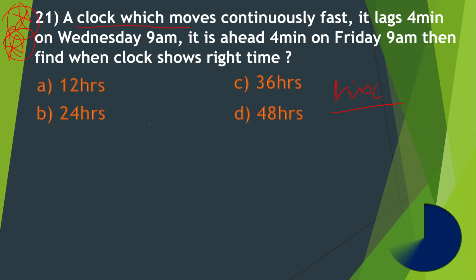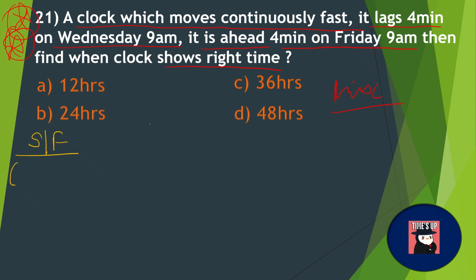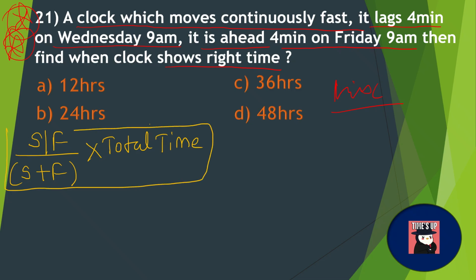A clock which moves continuously fast, it lags 4 minutes on Wednesday 9 a.m. It is ahead 4 minutes on Friday 9 a.m. Then find when the clock shows the right time. So this is the formula: slow or fast, lags or ahead, divided by slow plus fast, into the total time. Please take a note of this formula.